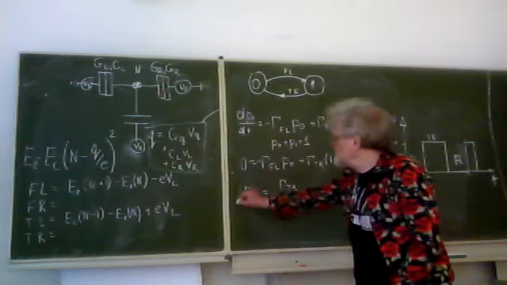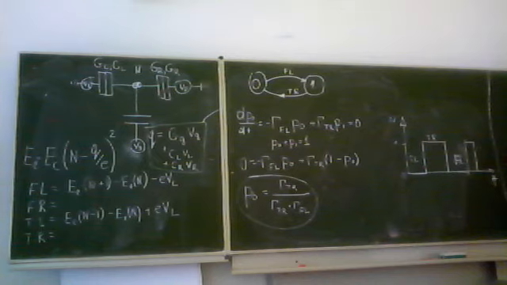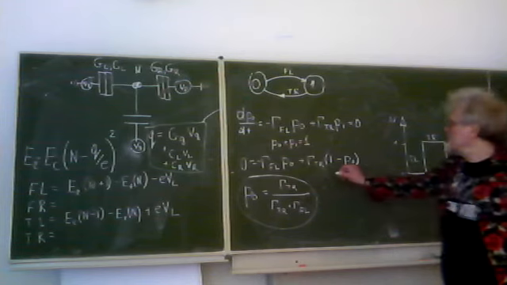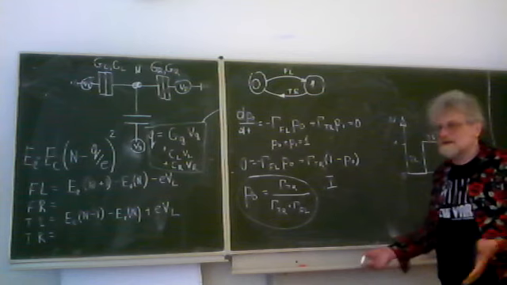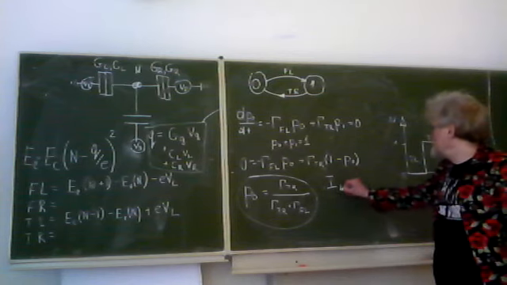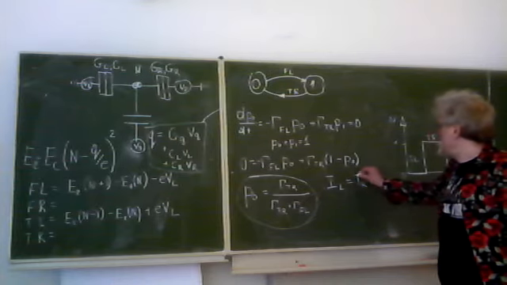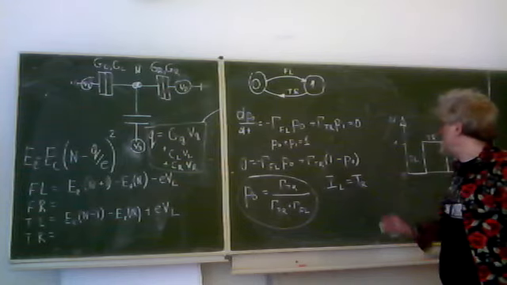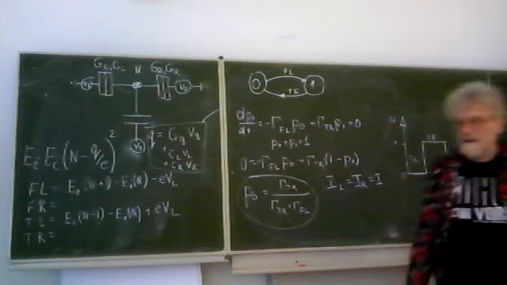So I find the probability to be in the state 0. Now I don't care much about probability, I care about current. And in this case, in stationary state, I would use the fact that the currents through both junctions must be the same. Okay, current conservation.